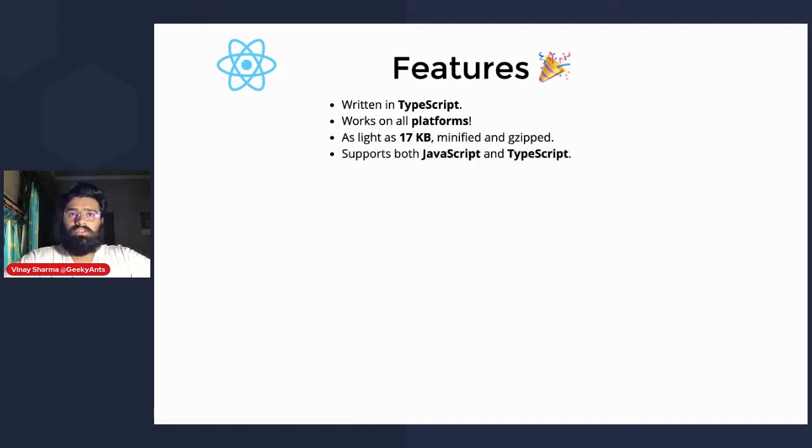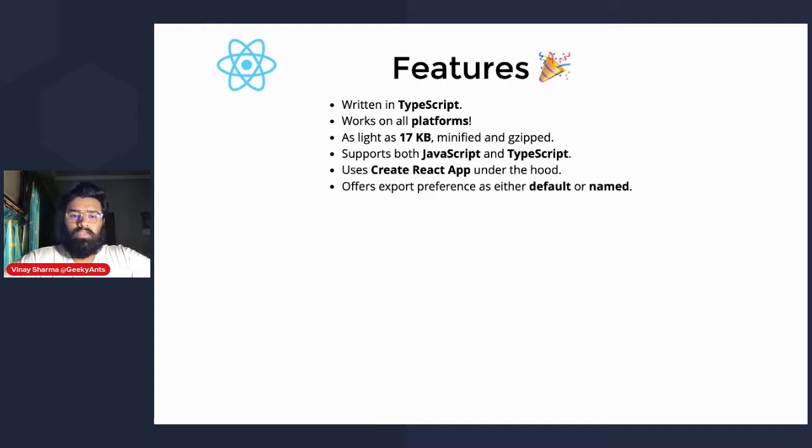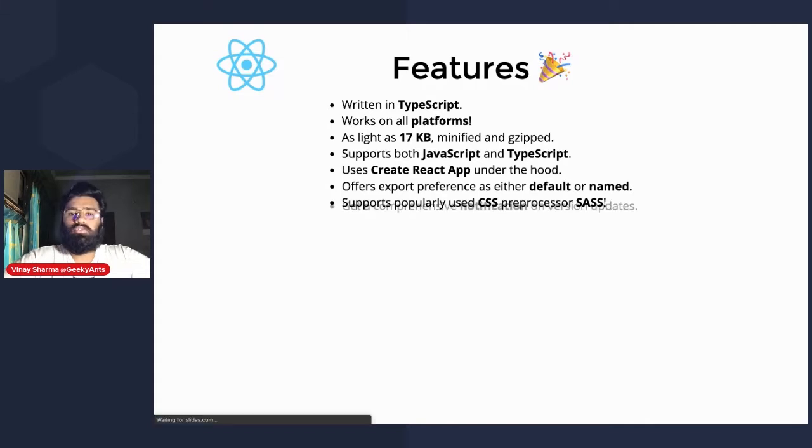Usually developers prefer to work with TypeScript or JavaScript based on their preference when they're working with a React app. So you can choose which language you want to scaffold the React app in, and it uses create-react-app under the hood, so you're getting the best boilerplate code pre-written. And it offers export preference. Again, it's totally the developer's choice if they want to go ahead with default exports or named exports. And it also supports the popularly used CSS preprocessor SASS. When you choose this option, you can scaffold the entire application with SCSS support.